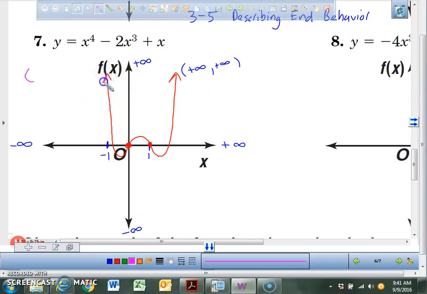Okay, I'm going to change colors over here. Let's look at this part of the graph, this arrow. The end behavior: which direction is this going as far as my x's? Not my y's, my x's. It's going in the negative direction, negative infinity. But where are my y values heading? They're heading towards positive infinity. So for this part of the graph, the x's are going in the negative direction, but the y values are going in a positive direction.